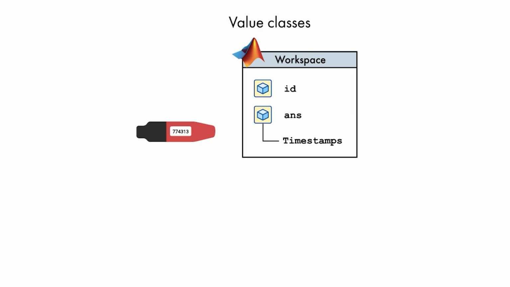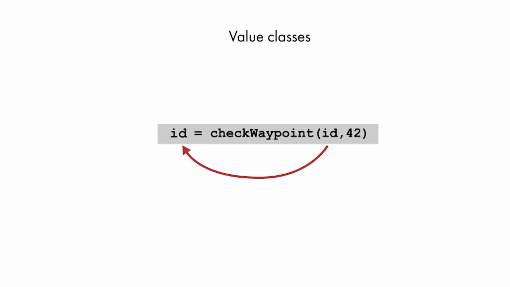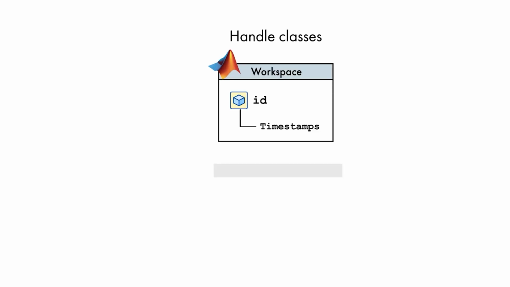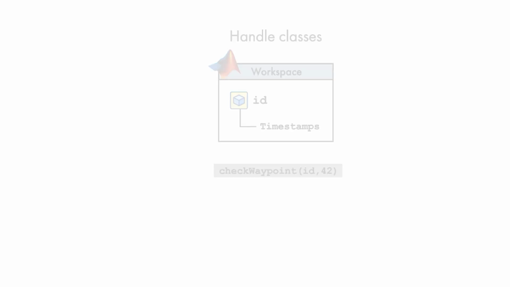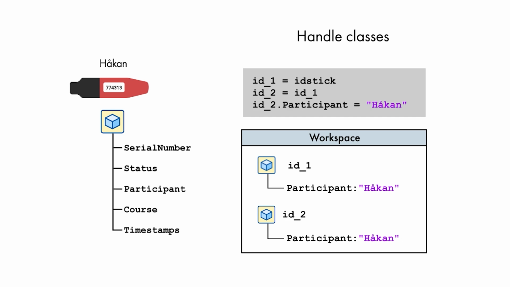With a value class, you must return the object if you want any changes made within the method to persist. That's because the object passed as input into a method is a copy, where the method gets a new copy of that object. With a handle, you don't need to return the object because all the references are pointing at the same underlying object. So if we change any reference to the ID stick handle object, that change will be reflected in all variables referencing that ID stick.